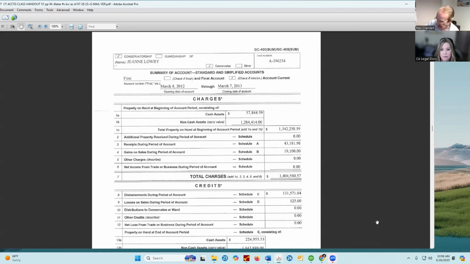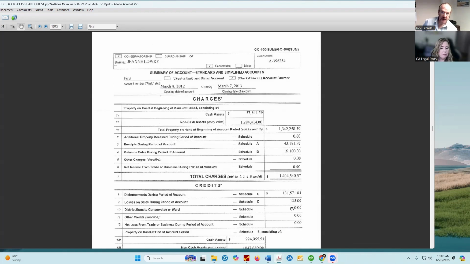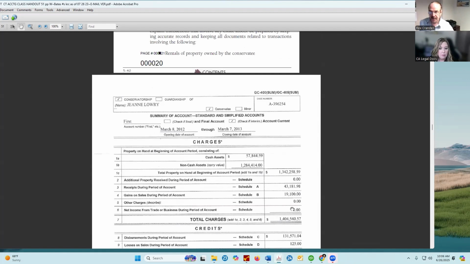Okay, so now I want to continue on with the GC 400 sum, which is called the Summary of Account, Standard and Simplified, Accounts.